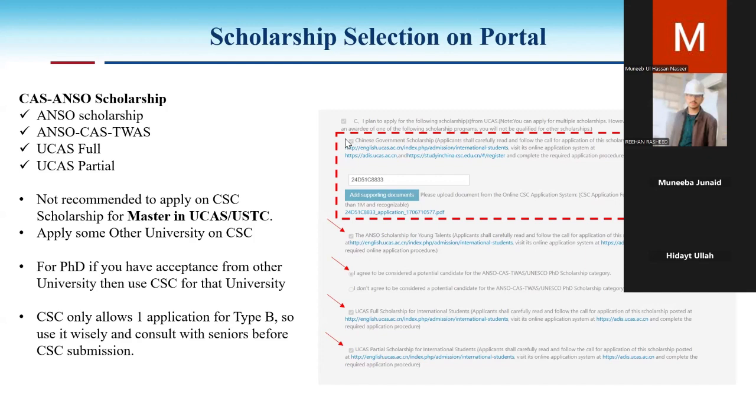If you click CSC over here, along with ANSO and all the others, and then you have another acceptance from some other university that offers the CSC scholarship, then you cannot apply there, because you have already used your CSC application in UCAS. So I would recommend that if you have two acceptance letters, one from an ANSO-awarding university and the other from some other university like Tsinghua, Fudan, Xichang, or any other that offers CSC, you should use your CSC application for that university. I hope I'm clear about what I'm saying. If you still have any questions, we can discuss them at the end.